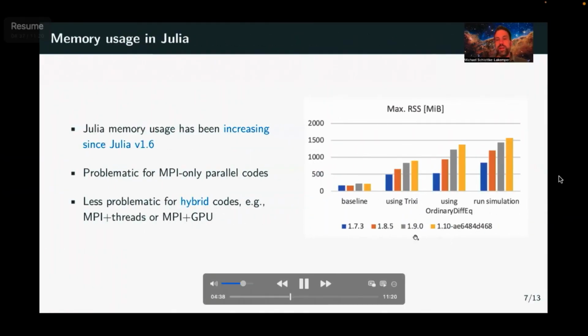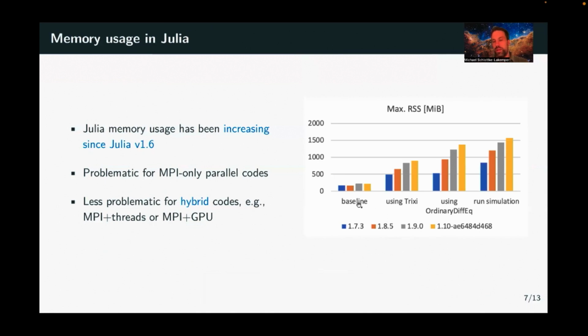And as we can see, with each new release, the memory usage grew. So this is the baseline usage. Then after using Trixi, we're already with Julia 1.9, for example, at roughly 800 megabytes of memory usage. Using OrdinaryDiffEq pushes this to 1200 megabytes, and then running a simple simulation to almost 1.5 gigabytes.